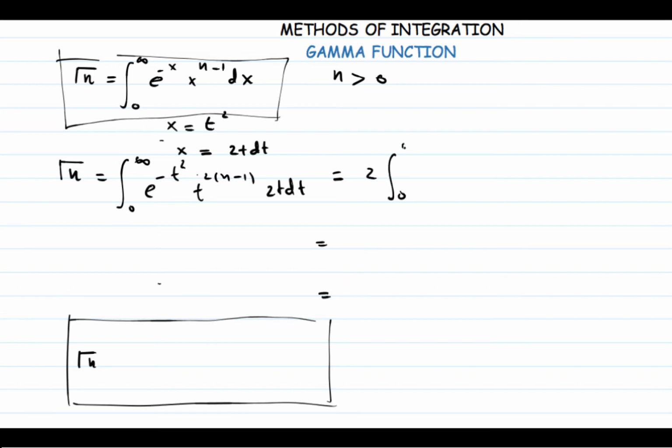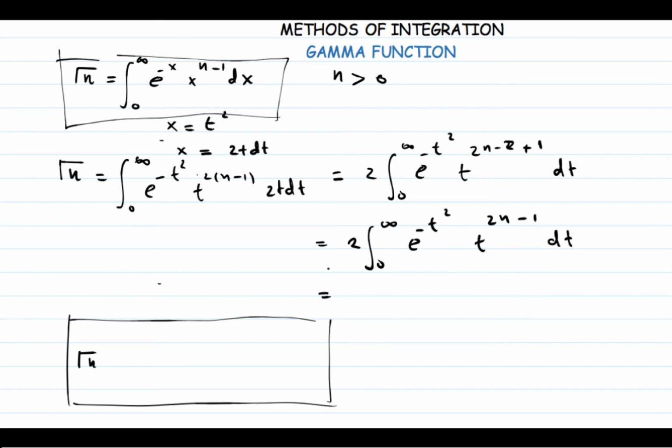I'm going to have here from 0 to infinity e raised to minus t squared, and then I'm going to have here t raised to 2n minus 2, and this t here is going to multiply, so we're going to have t raised to something times t, so you just have to add 1, same base, just add the powers. So this is minus 2 plus 1 and dt. So this is going to give us 2 times the integral from 0 to infinity of e raised to minus t squared times t raised to 2n minus 1 dt. So this is the final result we get from this.